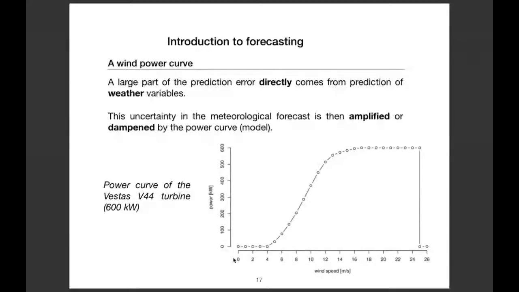If, for instance, we are here between 0 and 4, if you forecast 4 or 2, the generation is 0, so it will have a 0 impact. So the meteorological forecast is then amplified or dampened by the power curve of the model. So here it is for a wind turbine.